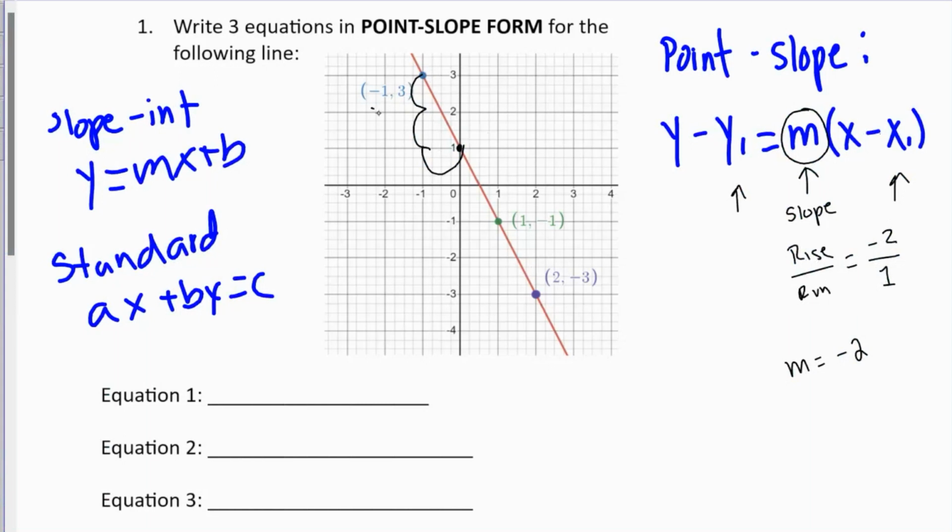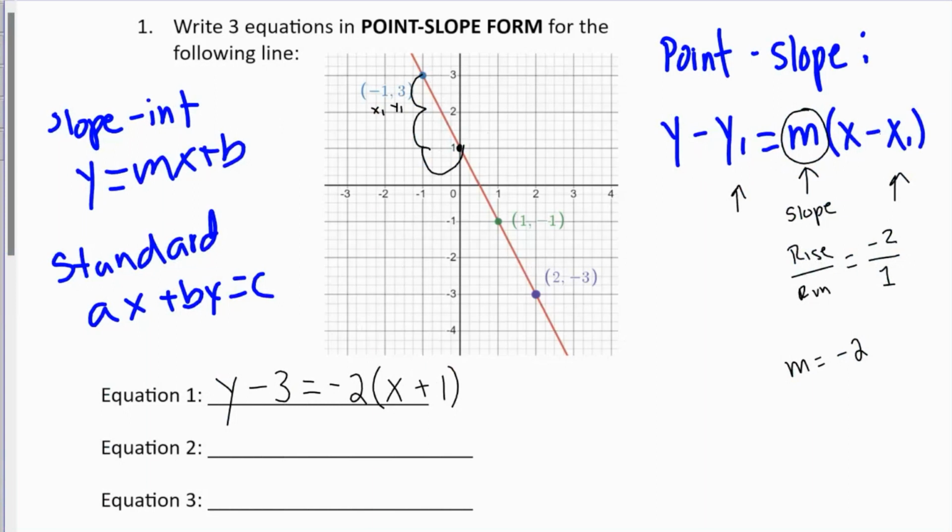So I'm going to start with my first one. I'm going to label this x1, y1. And I'm going to plug it into my y minus y1 equals m(x minus x1). So y stays the same, minus my y1 is going to be 3, equals m, which is -2, times x minus -1, and 2 negatives create a positive. So that'll be my first equation.